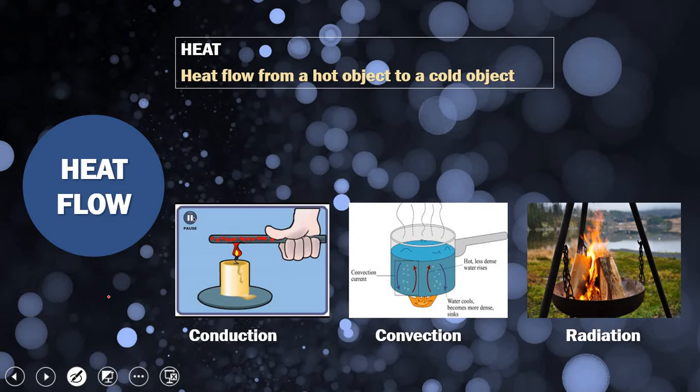So another way for heat to flow is radiation. Radiation does not need any medium. For conduction you use a solid, for convection you use a liquid and also gas. But for radiation, you do not need any form of medium. You only use vacuum or empty space.